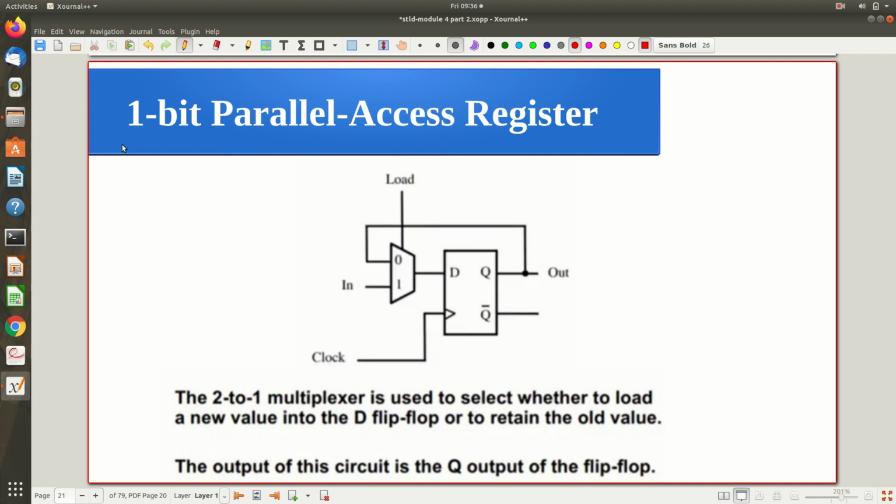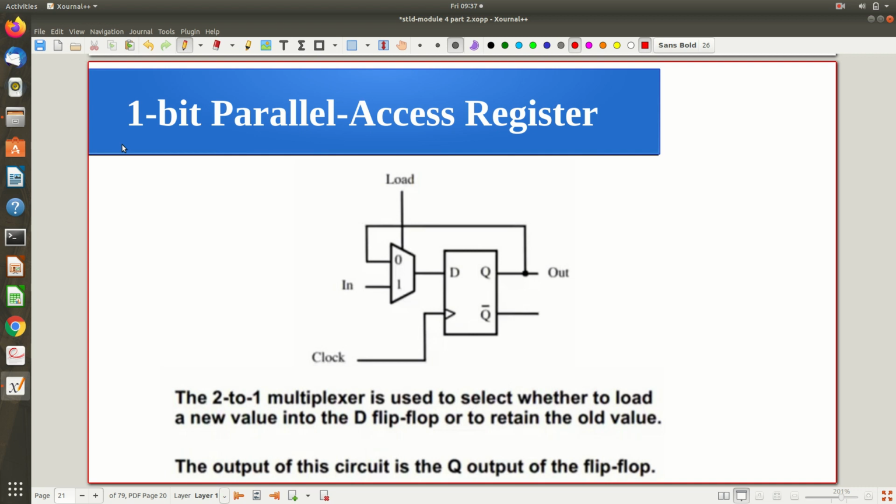So let's see a 1-bit parallel access register. So 1-bit register means what? It can just store 1 bit of information. So we should be able to load 1 bit into the register. Also we should be able to take this one bit out of the register. So we input 1 bit, and the register outputs 1 bit, like that.